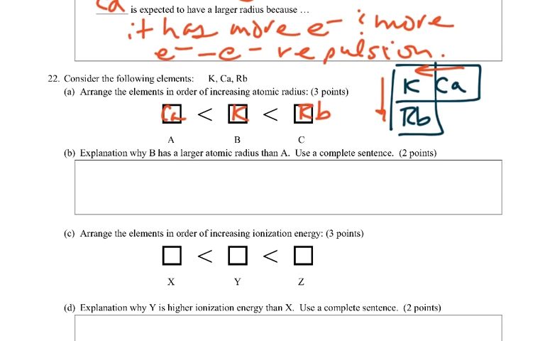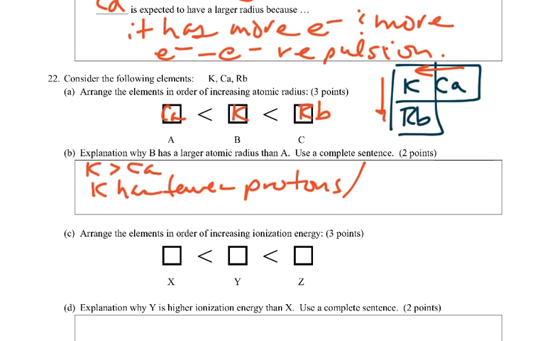Explain why B has a larger atomic radius than A. Why is K larger than Ca? Those 2 are across from each other. So K is larger because it has fewer protons, and because it's horizontal, that's going to mean less attraction. And that's why it gets bigger.